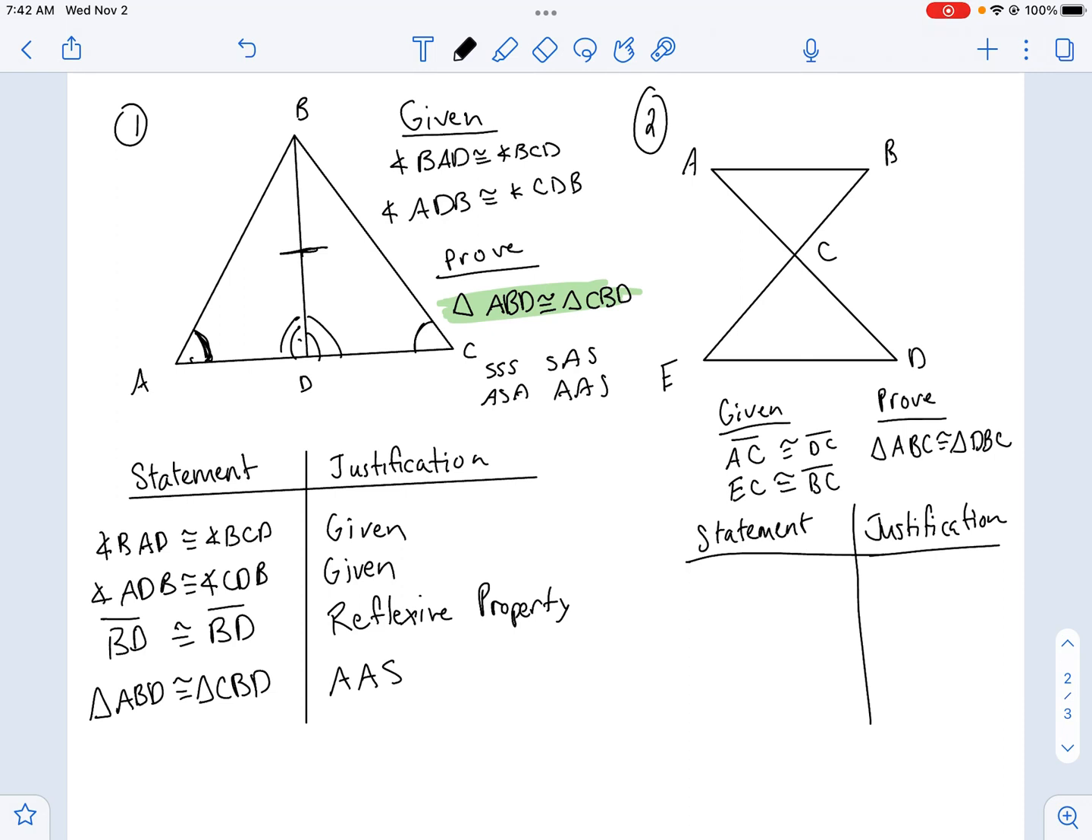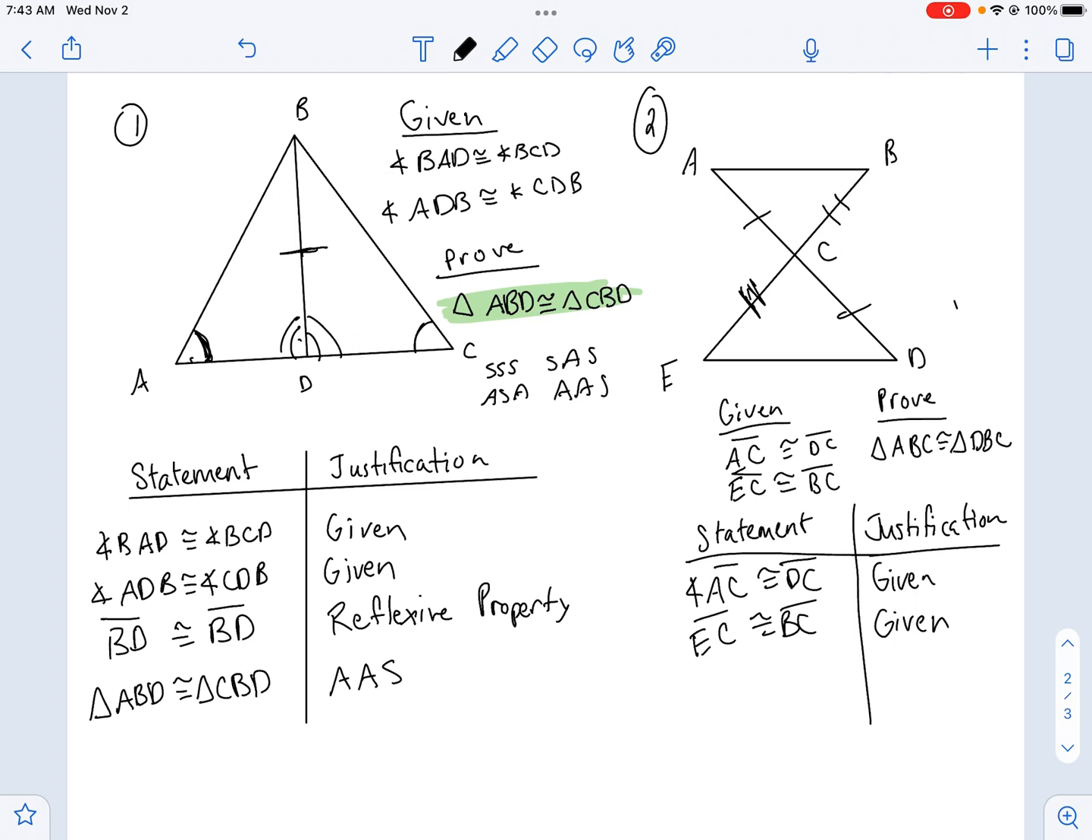Okay, let's do one more. Here we go. Okay, always, always, always write your givens. AC is congruent to DC. Reason, given. AC is congruent to CD. EC is congruent to BC. Given. Okay, so I kind of just go through the checklist.